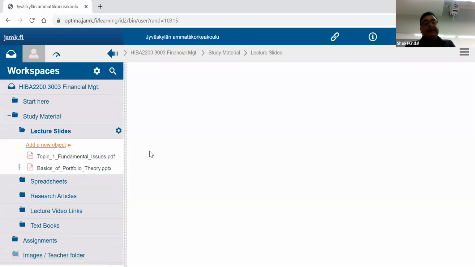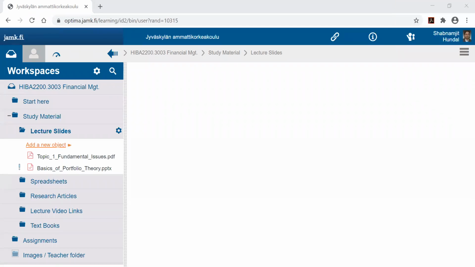So the lecture slides, I start topic 1, fundamental issues today. But I will open it from my folder. I feel more comfortable with that. Fundamental issues. Right.